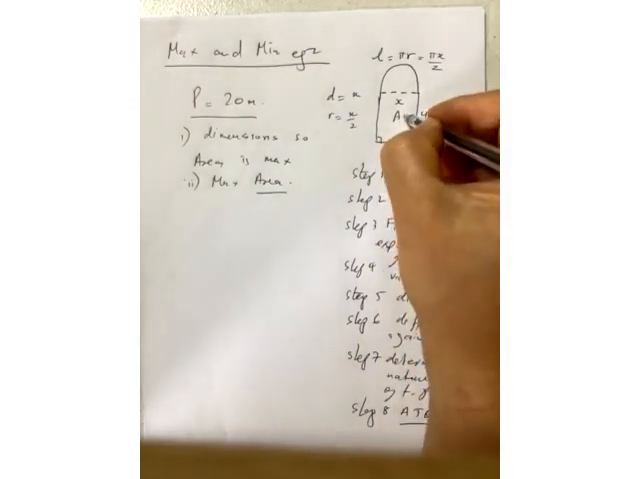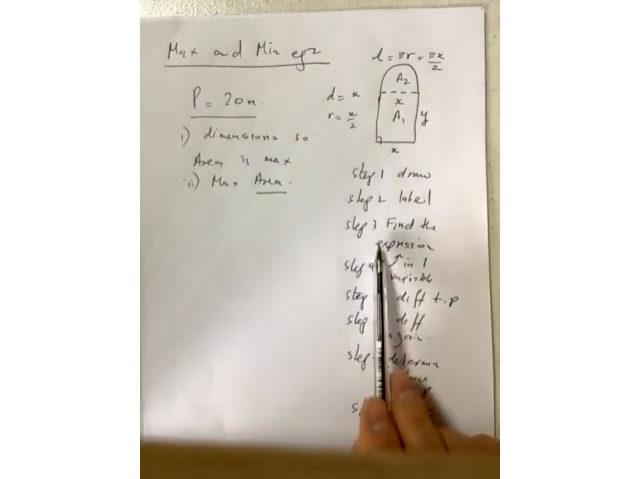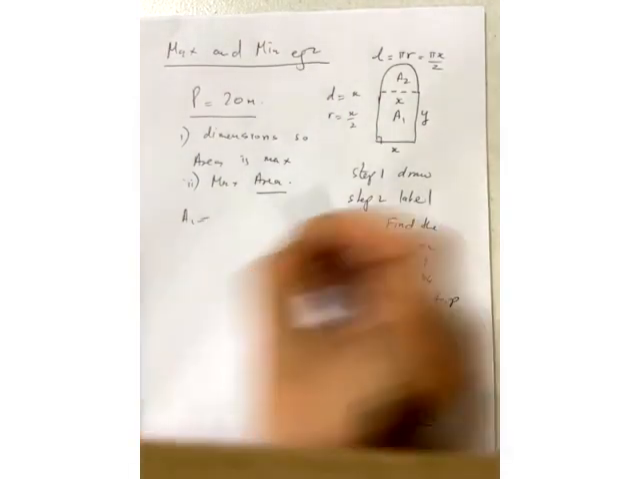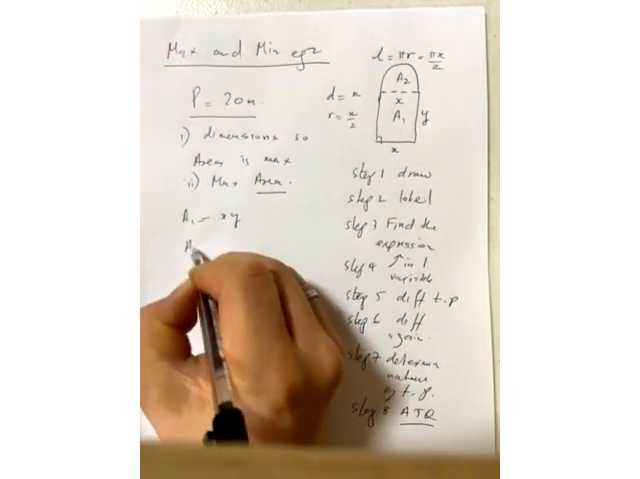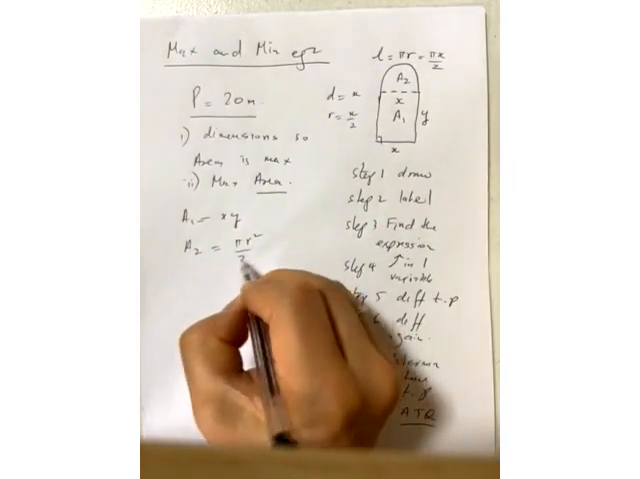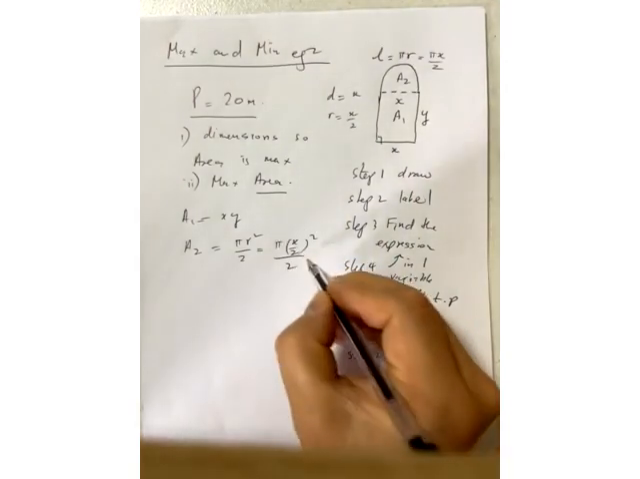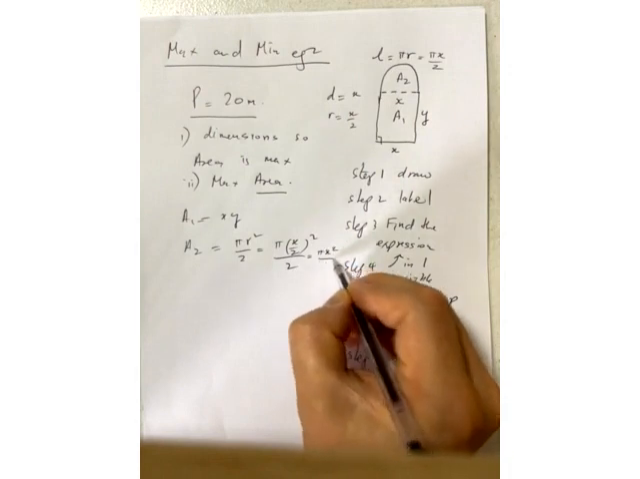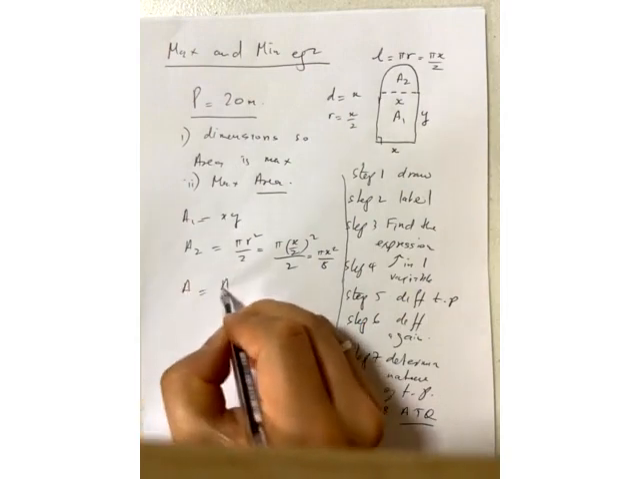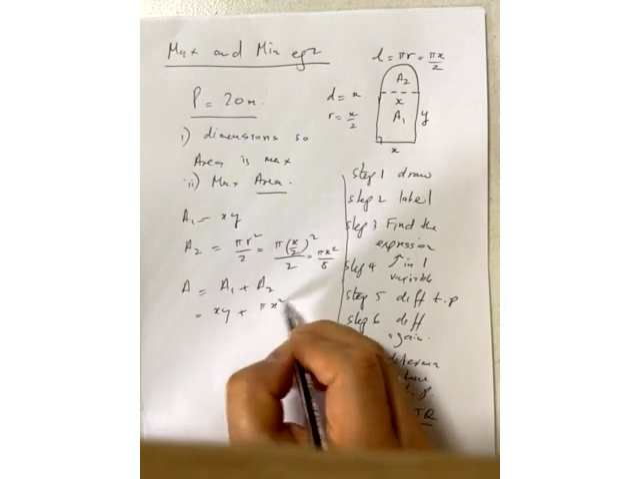So let me then label this as area 1 and this is area 2. And so I'm up to step 3 now. Find the expression of the area. So area 1 first is just simply x times y. Area 2 is the area of a semicircle, which is pi r squared on 2. And as r is x on 2, when you expand that, you get pi x squared on 8. So the whole area is just area 1 plus area 2, which is xy plus pi x squared on 8.